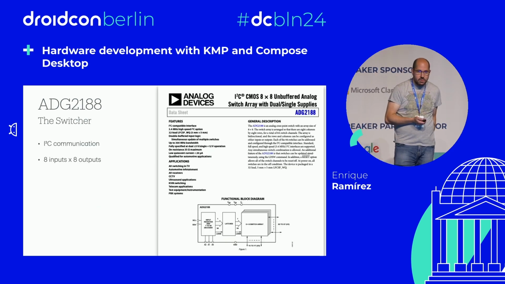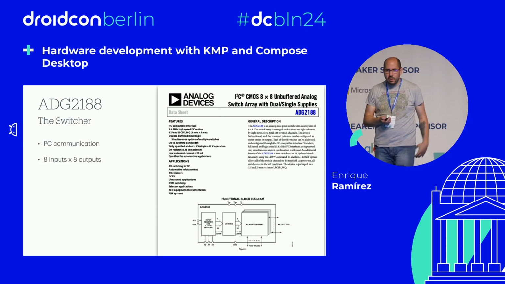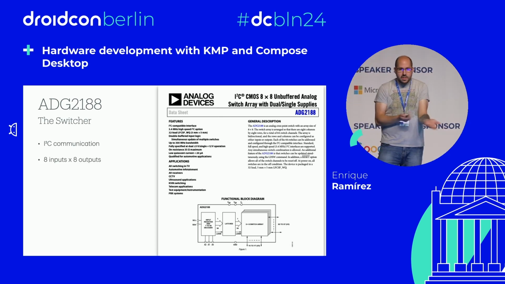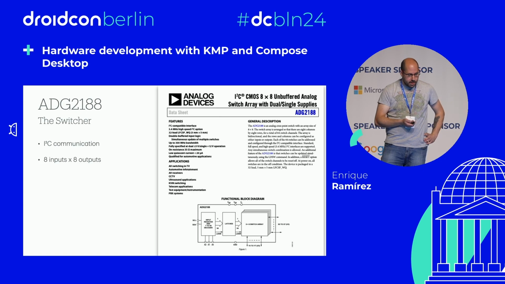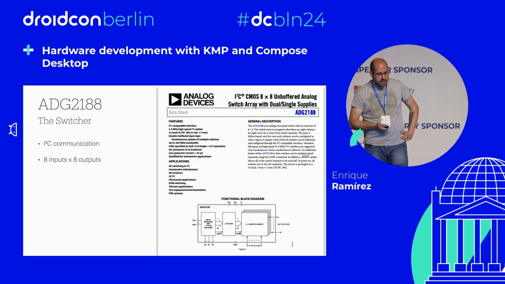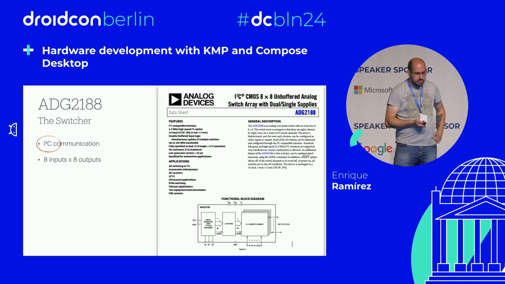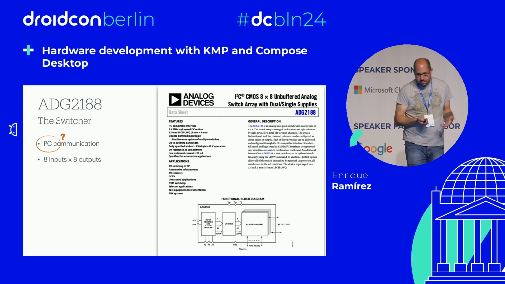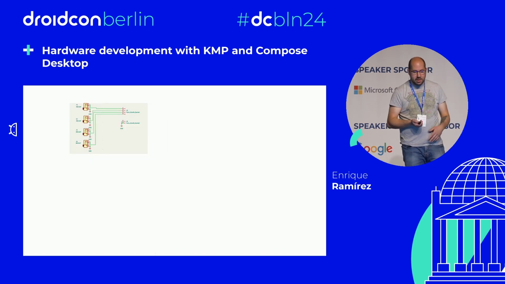And I was searching online, what are those switches? How do they look? I found a chip, the data sheet of this chip. And it says it's an 8x8 switch array. And it communicates with something called I2C. I don't know what that is. Let's see. Let's carry on. Let's remember that for later.